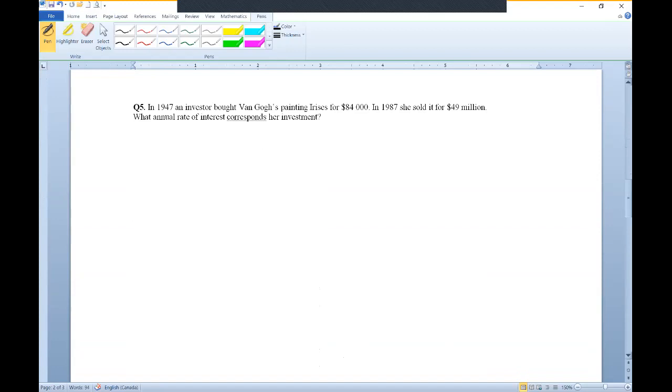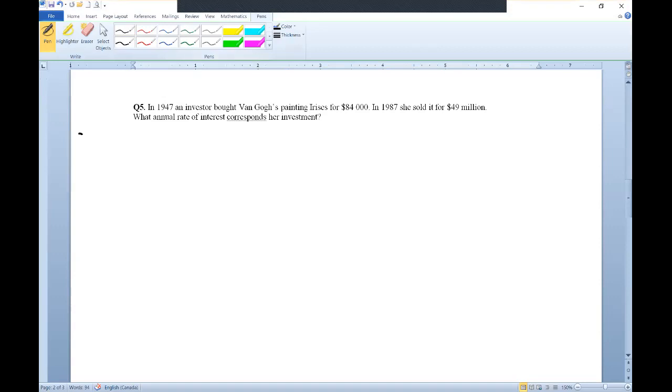Question 5. In 1947, an investor bought Van Gogh's painting Irises for $84,000. In 1987, she sold it for $49 million. That's amazing. What annual rate of interest corresponds to her investment? So some students have difficulty with this particular question, and once we walk through it, you should be all right.